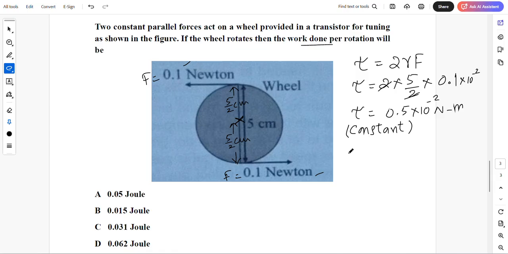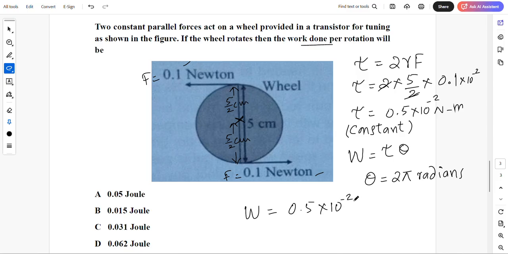Now we have the formula. Work done is given by W is equal to tau into angular displacement. This is work done per rotation. Therefore, per rotation theta should be how much? 2 pi radians. Substitute this one, we get the answer. Work done, W is equal to torque we got, 0.5 into 10 to the power minus 2 into 2 into pi. Theta is equal to 2 pi radian. Why? Because this is per rotation, total 360 degree.